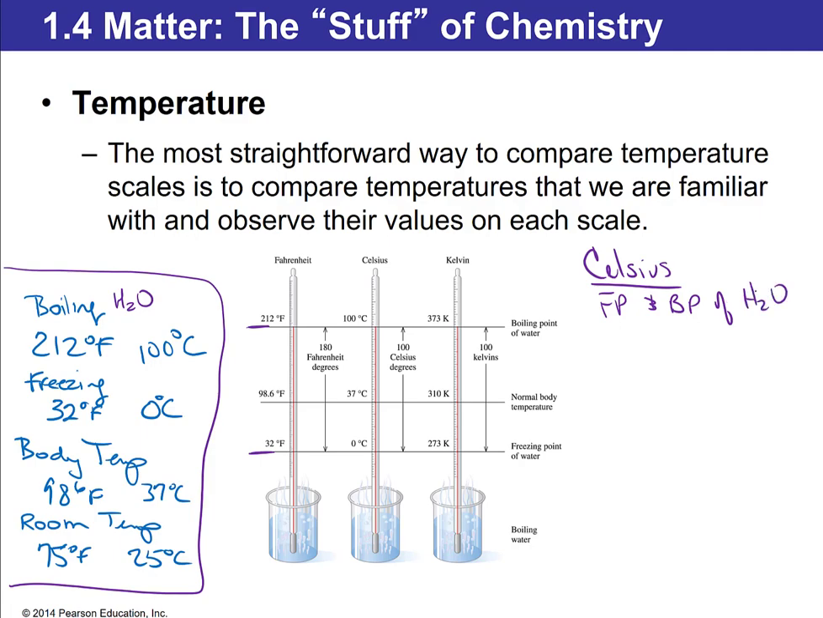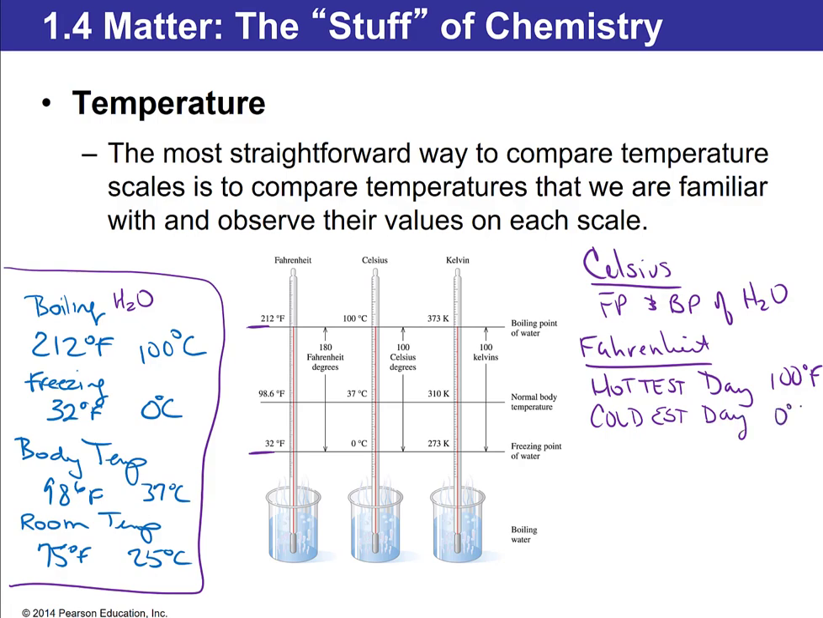Fahrenheit, on the other hand, kind of like the other English units, went based on an environmental temperature. So Fahrenheit is based on the hottest day in Europe. That became 100. The coldest day in Eastern Europe, that became 0. So it's much more of an environmental value, compared to Celsius, which is based on a characteristic of water. So they're not the exact same scale.